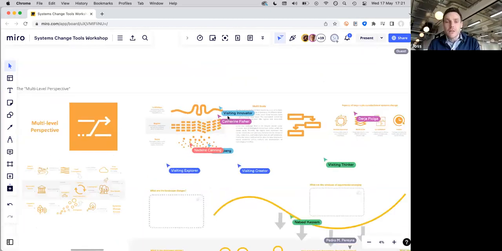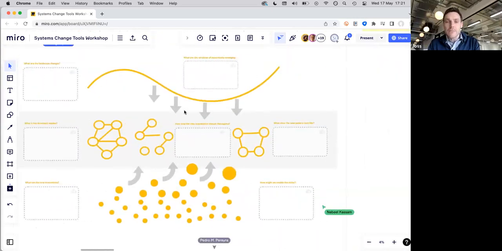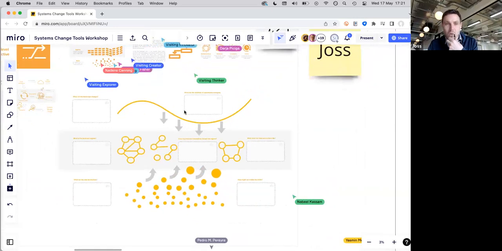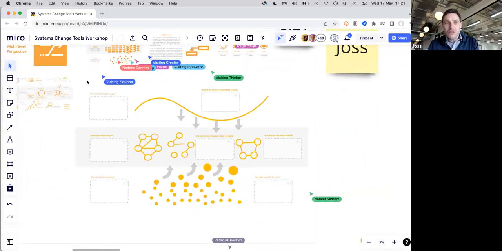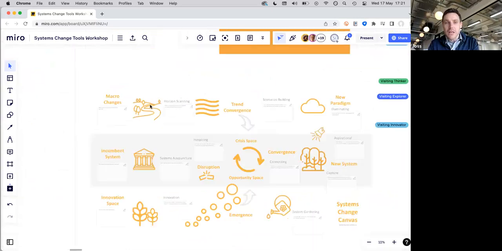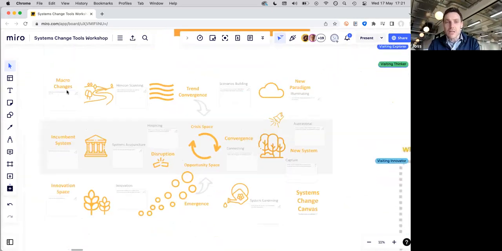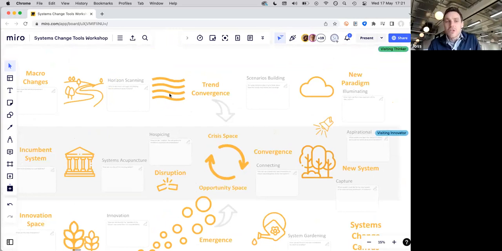And the idea is that this can help us to understand, it's a theory of change about how these big macro changes up here. Here is an adapted version with a few additional aspects to it. But up here, you have the macro changes.